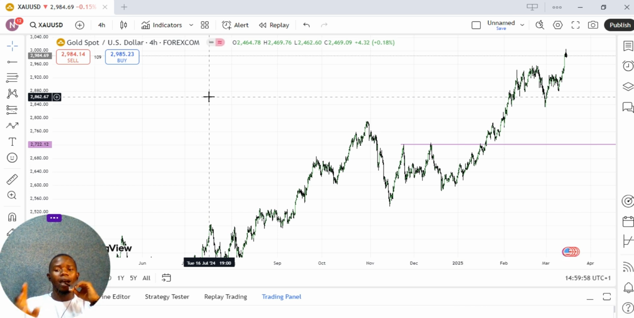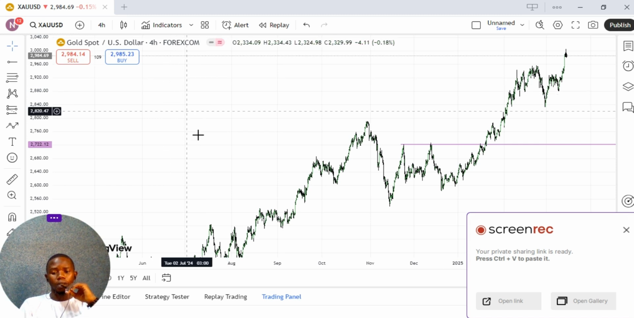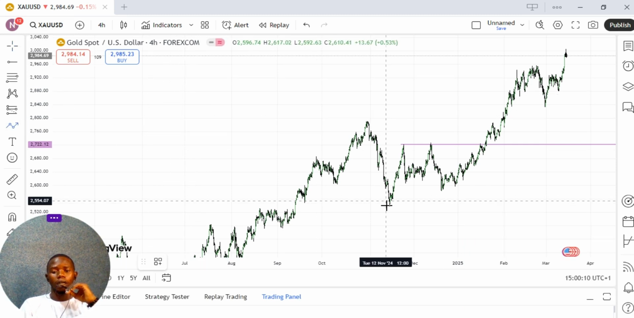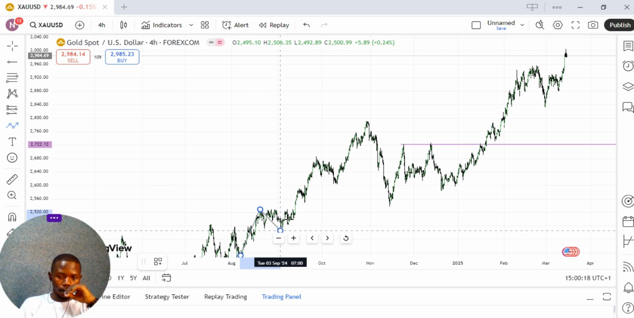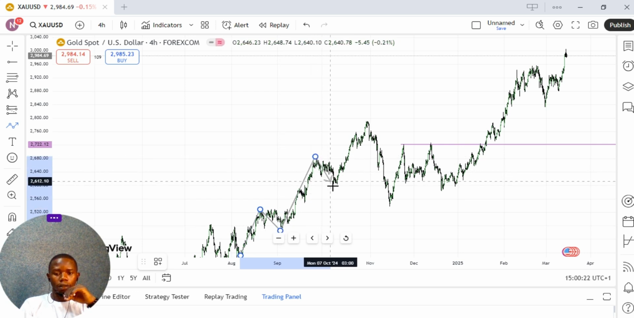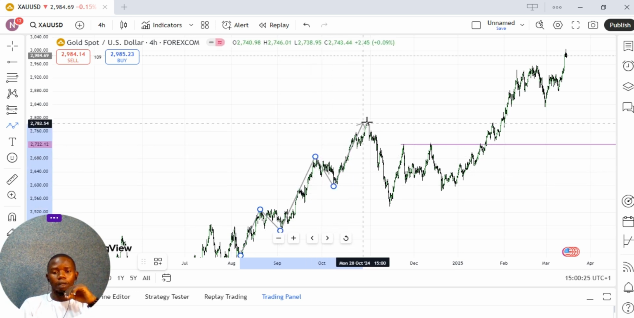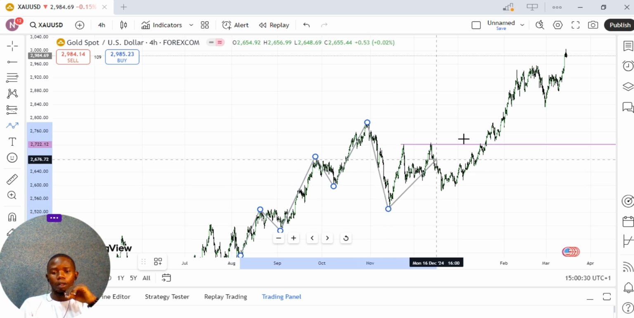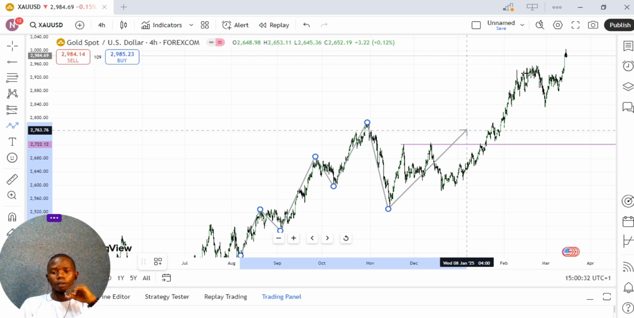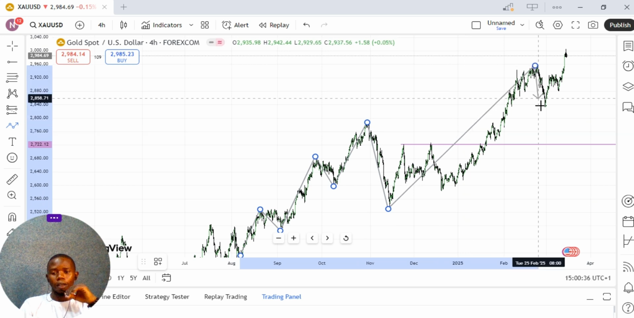The one thing is that I also believe that gold should still sell. Because we see this higher high, higher low, higher high, higher low, higher high, higher low, and then we see higher high, higher low, and we see higher high.